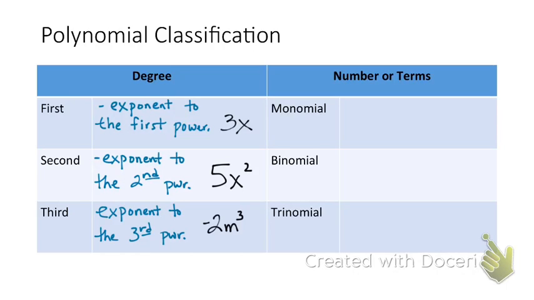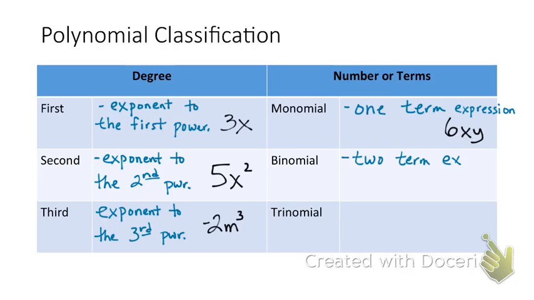With regards to the number of terms, you have a monomial, and we've talked about monomials before. It is a one-term expression. Almost ran out of room on there. Readjust for you. There we go. And a one-term expression would be something like 6xy. A binomial is a two-term expression. And an example of that would be 12m minus 3.